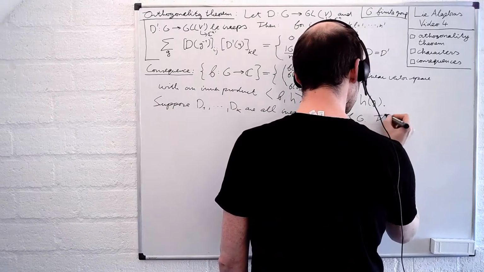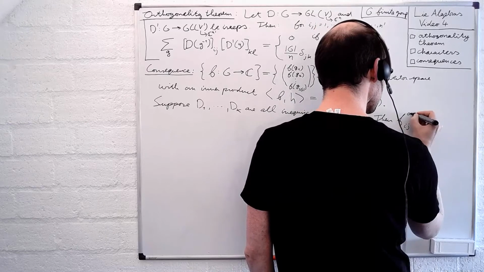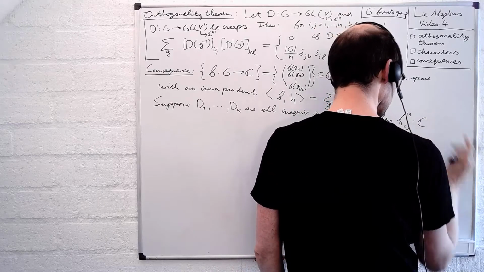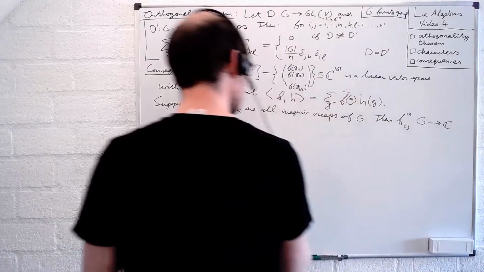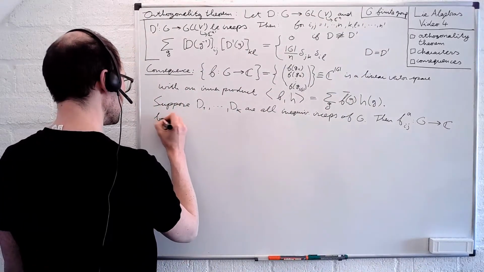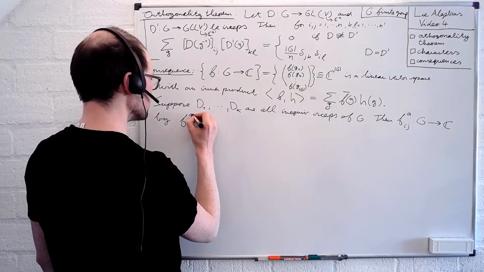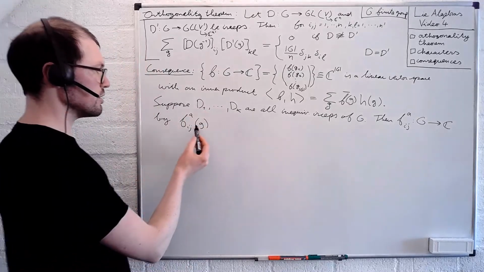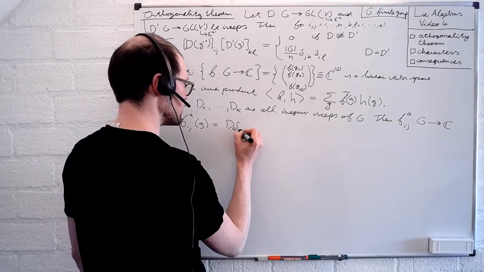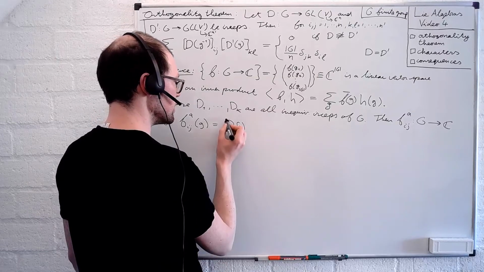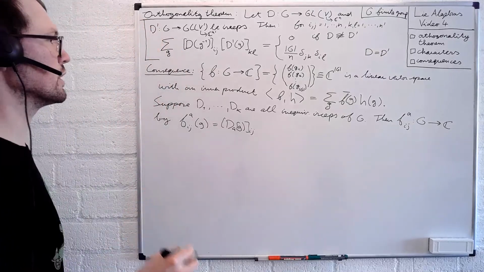So then I can build some functions f_ij^a from the group elements to C. They are defined by just taking the matrix element: evaluated at the group element g, it is just taking the a-th irreducible representation of this element g and then the ij-th element in this matrix.